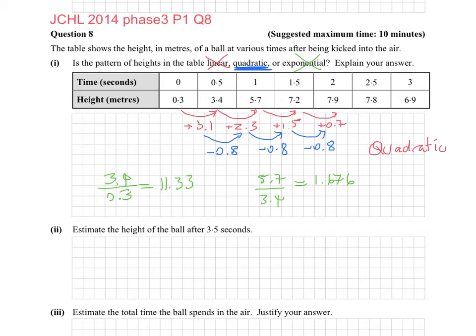Now moving on to part 2, estimate the height of the ball after 3.5 seconds. So basically what we're wanting is the next term, 3.5. So we already know that we're taking away 0.8 away from the first level differences. So the first level differences, if we continue this on, is going to be minus 0.1 and minus 0.9. Finally, for the last one, it's going to be minus 1.7. So if we take 1.7 away from 6.9, we get 5.2.